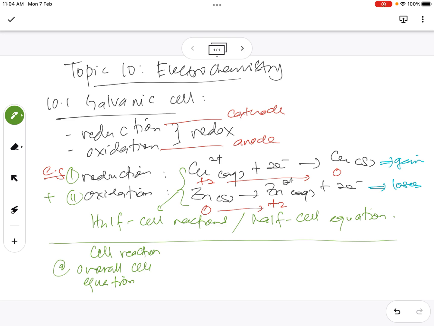So what will happen when we combine both? Kita tengok di sini, kita boleh cancel electron. Okay, we can cancel the electron. So overall kita akan jadi Cu2+ aqueous plus Zn solid will get Cu solid plus Zn2+ aqueous. Okay, so this is called overall cell equation or cell reaction. Sometimes overall cell reaction. Dia ada banyak nama lah. Tak kisahlah. Tapi dia mesti cell reaction atau overall lah. Okay. Boleh dapat half equation and overall cell equation.